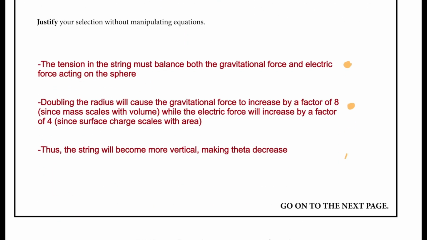So this is out of 3. 1 for the checkbox, and then those 2 justification bullet points. If you said either of those, it's possible to earn justification points without the correct answer.